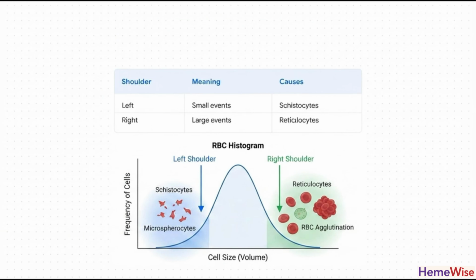To really visualize all this size variation, the machine groups the red blood cells and plots them out, giving us an RBC histogram. Imagine cell size on the x-axis and the frequency of cells on the y-axis. You usually get this nice bell curve. But you want to pay very close attention to the shoulders of that curve. If you see an abnormal bump on the left shoulder, it means you have unexpectedly small events. Think dangerous schistocytes or microspherocytes. A bump on the right shoulder, that's unexpectedly large events, which could be a massive flood of young reticulocytes or even red blood cells aggressively clumping together.